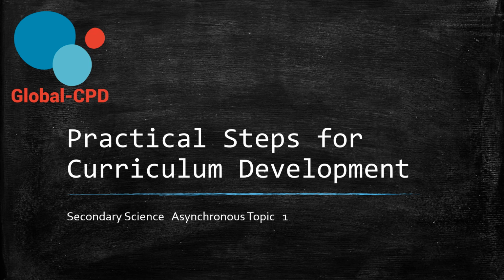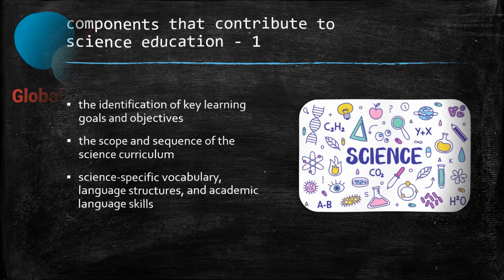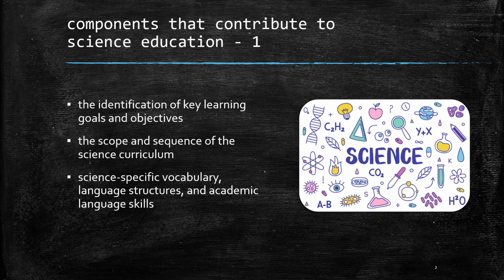Practical steps for curriculum development in science education. Curriculum development in science education for English medium instruction involves careful planning and design to ensure effective teaching and learning of scientific concepts and skills. The curriculum encompasses a range of components that contribute to a comprehensive and cohesive science education experience.